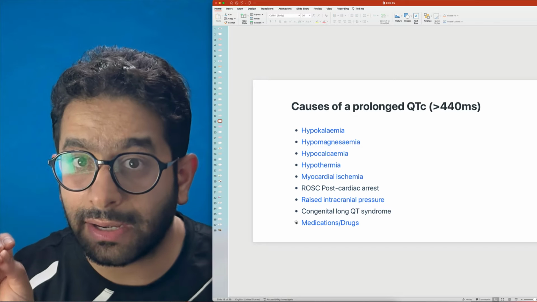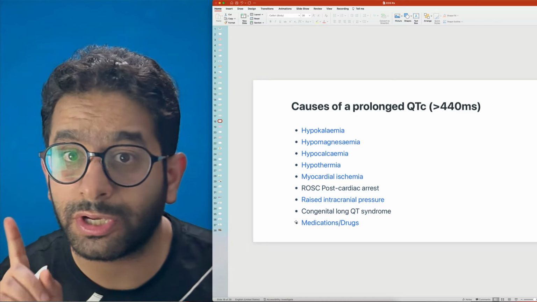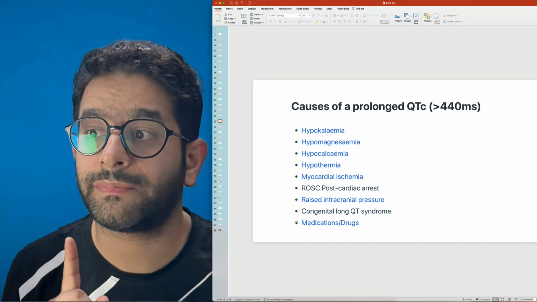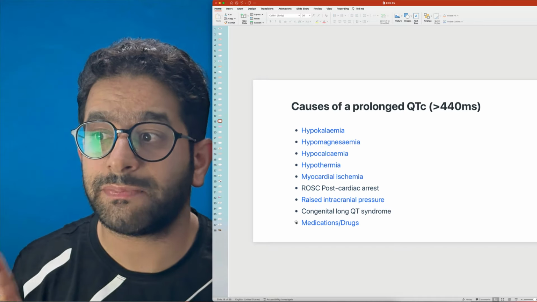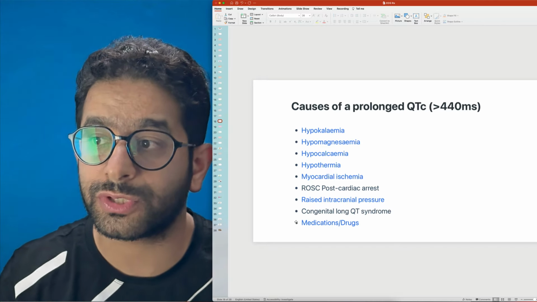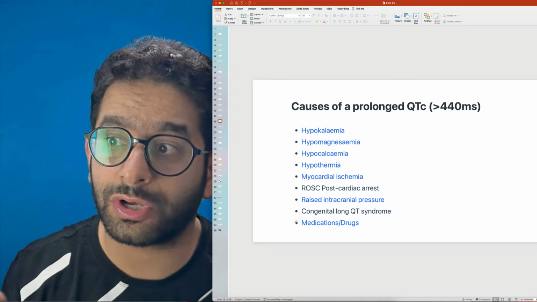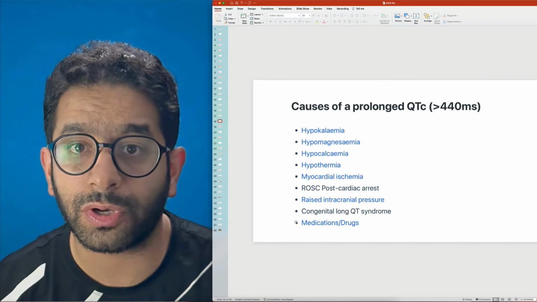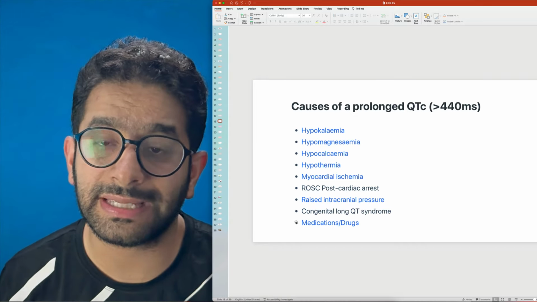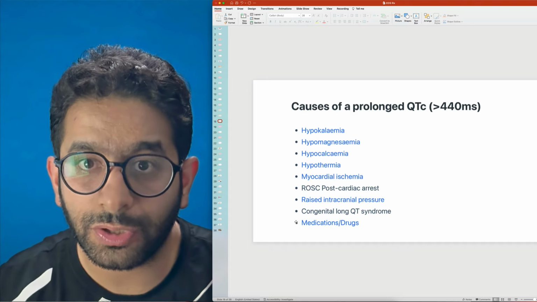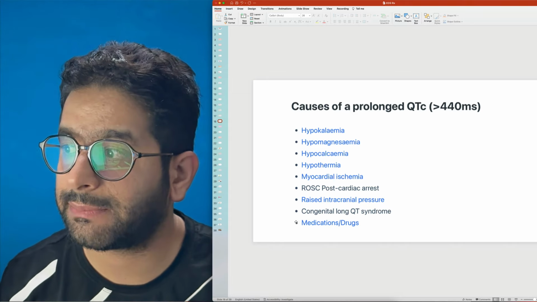If the patient has myocardial ischemia, remember QT prolongation is an important sign of myocardial ischemia. QT prolongation predisposes to torsades de pointes, this dangerous rhythm, and myocardial ischemia is an important cause. So if the patient is having chest pain and QT prolongation, that means this patient has myocardial ischemia and you need to act accordingly. Call the cardiologist, get him to the cath lab and things like that.